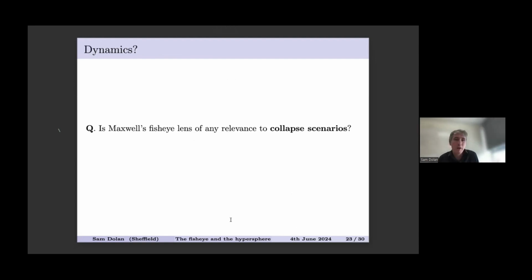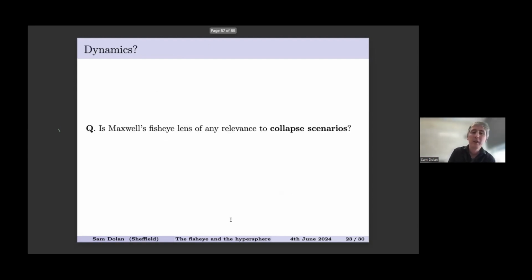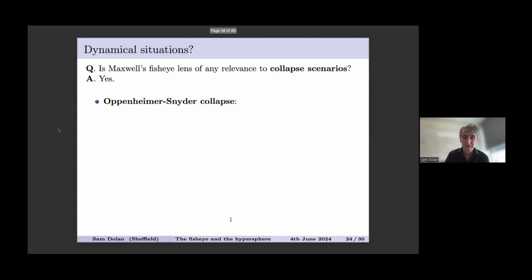Okay, now I want to come to the part that, I expect that this stuff about the interior Schwarzschild solution has been rediscovered more than once. But now I'd like to come to thinking about some work that I've been trying to do recently, to think about in which cases the Maxwell fisheye lens, despite being a static solution, can still describe dynamical situations of collapse or expansion of spheres in general relativity. So again, I'll ask, is Maxwell's fisheye lens of any relevance to collapse scenarios? And I would argue, yes.